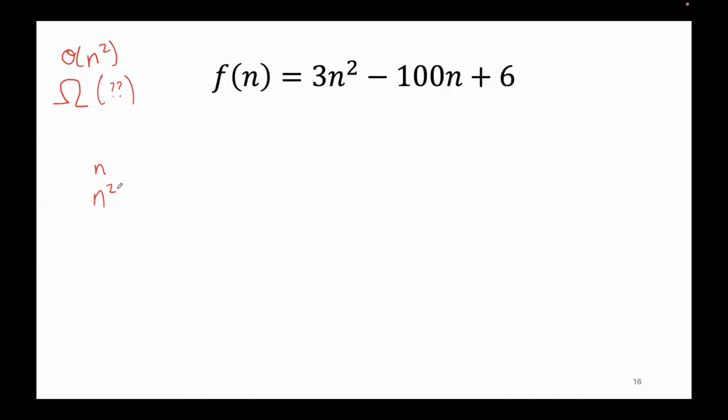All right, any ideas? Could n squared be a lower bound? If so, what's C? And what's n naught? Could be anything. What do you think n naught is?